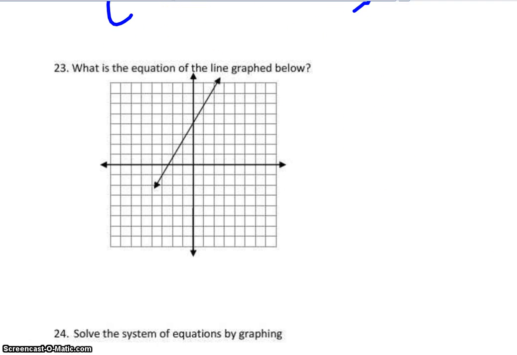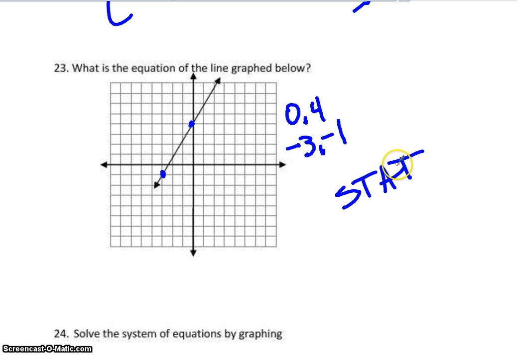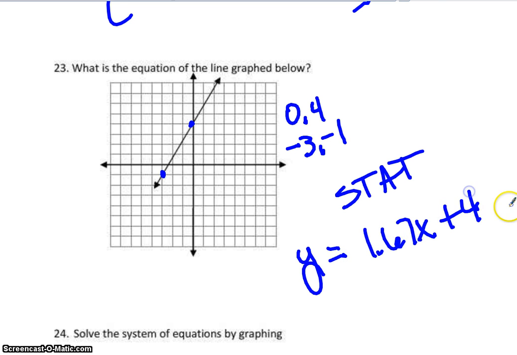What is the equation of the line graph below? Go find 2 good points. Now, they've got to be good points. 0, 4 is a good point. 1, 6 is not a good point. It's just a little bit below where it needs to be. But negative 3, negative 1 is a good point. Take these points to stat, edit, put the points in, stat calc 4, and you'll get y is equal to 1.67x plus 4.